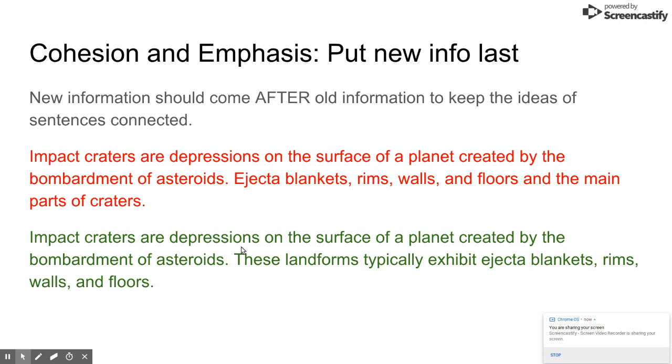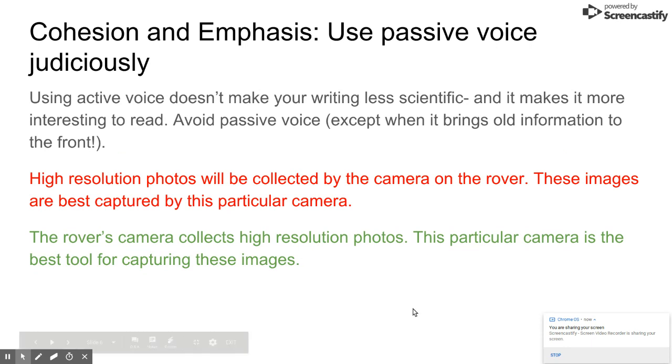So here we've started with these landforms. It's not the exact same as impact craters. It's a different wording, but it's the same idea. So it keeps cohesion between these sentences in the paragraph. And the next part of that is using passive voice judiciously. It's not that you can never use passive voice. It's that you want to avoid it and only use it when it would allow you to bring more cohesion to your paragraph in keeping kind of subjects the same.